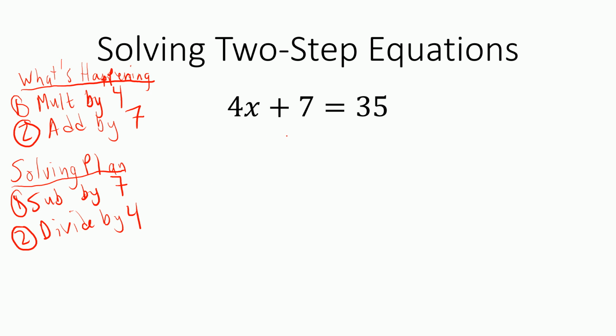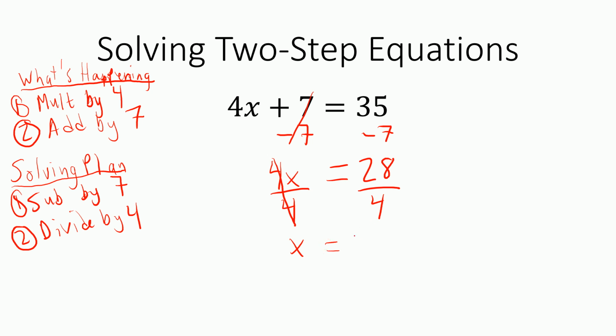So we're going to start by subtracting 7 from both sides. And again, I make sure I'm doing it on both sides of the equal sign. So 4x is left over here because the 7's cancel. 35 minus 7 turns out to be 28. And now that I have a one-step equation, I use that one step, which was the second step I said I would do, divide by 4. The 4's cancel. x equals 28 divided by 4, which is 7.